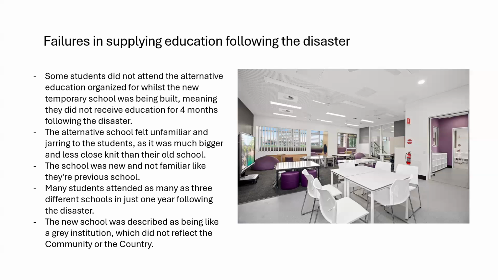The new school was also described as being like a grey institution, which didn't reflect the community or the country, and which could have been alleviated with consultation with the community. This instability in education compounded the effects of the flood and the forced evacuation, and is another way the response to the disaster affecting the Cabbage Tree Island community did not live up to the precedent set by the UNHCR 10 critical needs for refugees following disasters framework. And that's my part done.